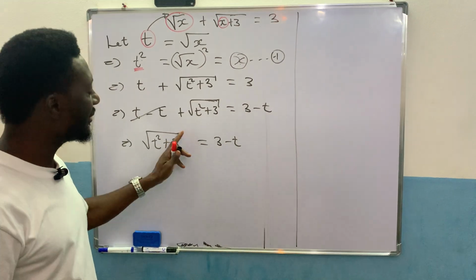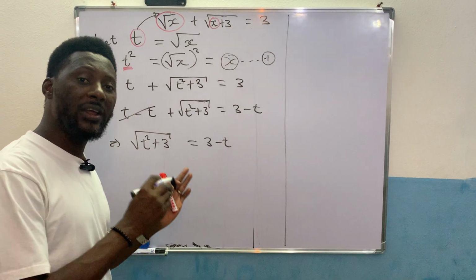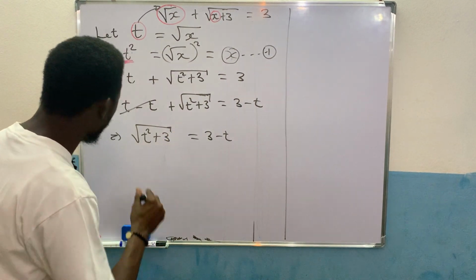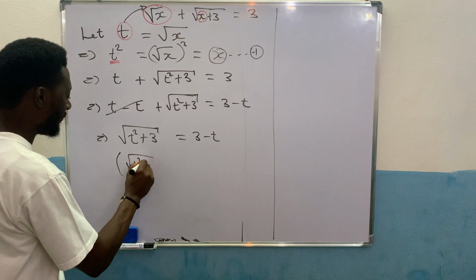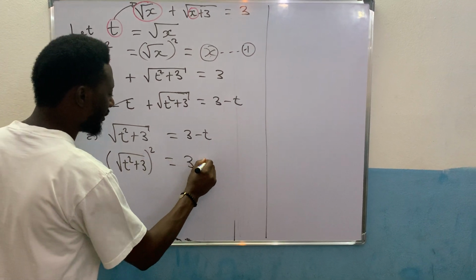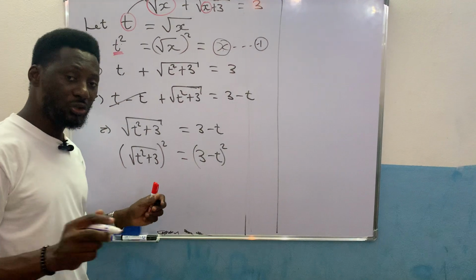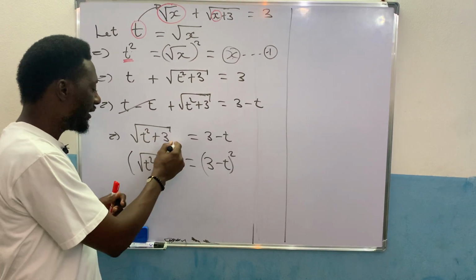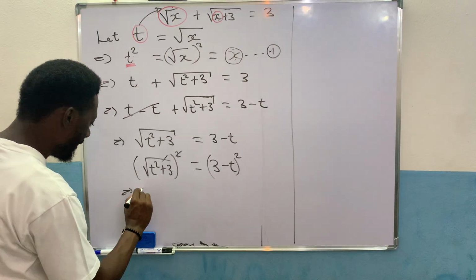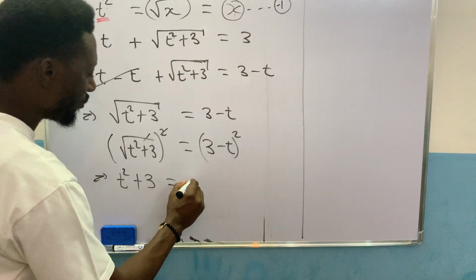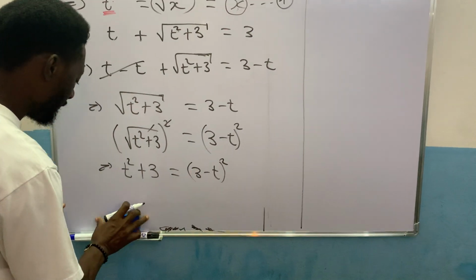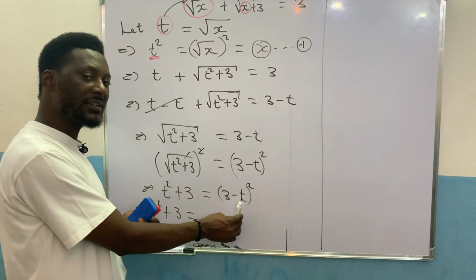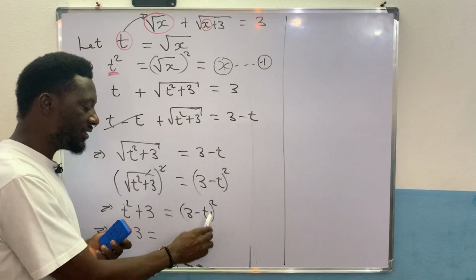Now, since I want to eliminate this radical, I will square both sides, because squaring both sides cancels out the radical, the root sign. So I'll have the root of t squared plus 3, all that squared, equal to 3 minus t, all that squared. Because if I square on the left hand side, I should also square on the right hand side. I'll be left now with t squared plus 3 equal to 3 minus t, all that squared. On the right hand side, I'm dealing with the expansion of 3 minus t, all that squared.